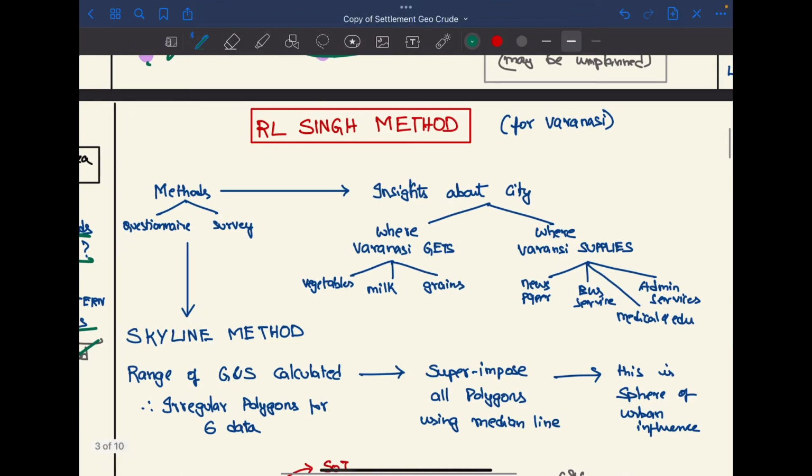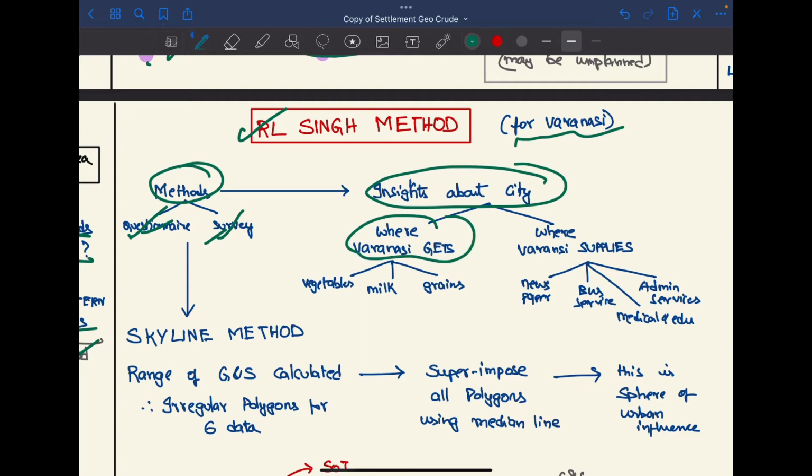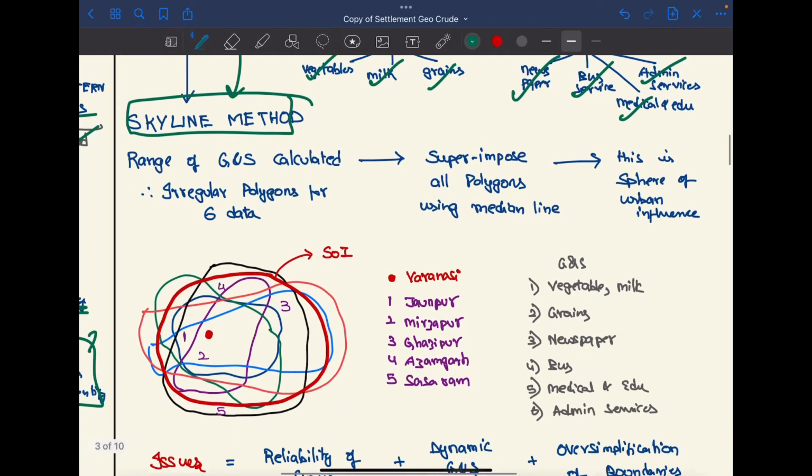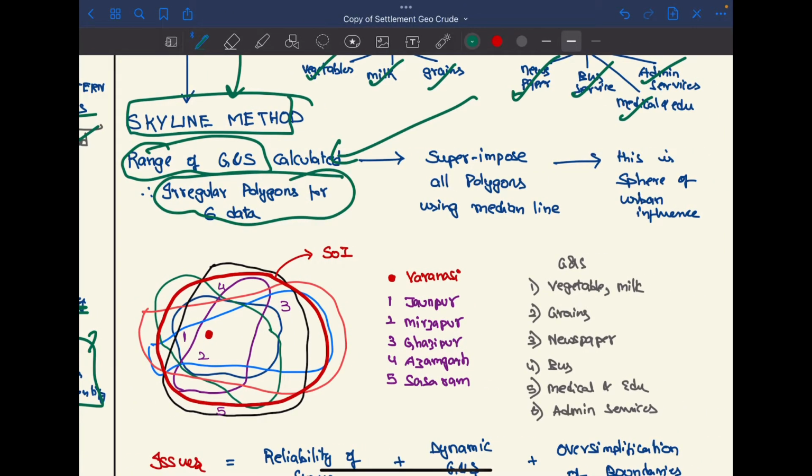So first let's see the R.L. Singh method. He used this to demarcate the city region of Varanasi. First of all, the methods used by him are questionnaire and survey. Using the questionnaire and survey, he gets insights about where Varanasi gets its vegetables, milk and grains, and where Varanasi supplies newspaper, bus service, medicine and education services, and administrative services. Using this survey and questionnaire, he uses the scalar method. In it, he calculates the range of goods and services for each of the six data. So he draws six irregular polygons for the six data.